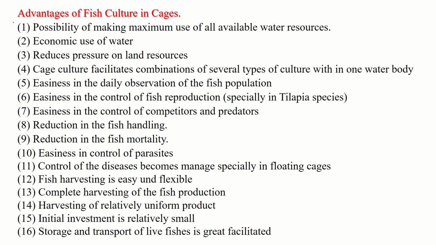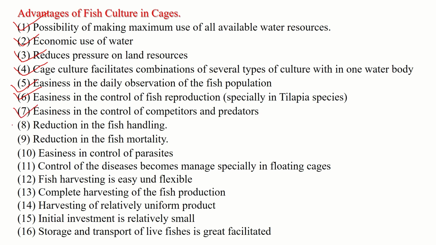First, possibility of making maximum use of all available water resources. Economic use of water reduces pressure on land resources. Cage culture facilitates combination of several types of culture within one water body. Easiness in the daily observation of the fish production and fish population. Next, easiness in the control of fish reproduction. Easiness in the control of competitors and predators.